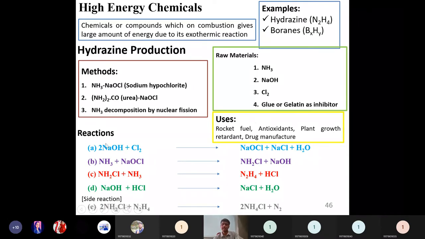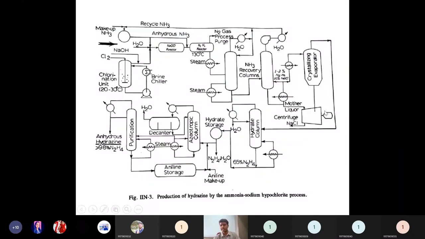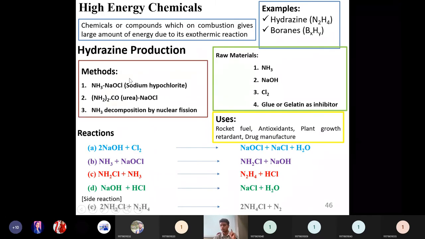Then what are the reactions? These are the reactions, five different reactions which are taking place inside the flow sheet. So what are those reactions? How will those reactions take place? This is the detailed flow sheet for the production of hydrazine by the ammonia sodium hypochlorite process. Only one method is there, that is the ammonia sodium hypochlorite method.